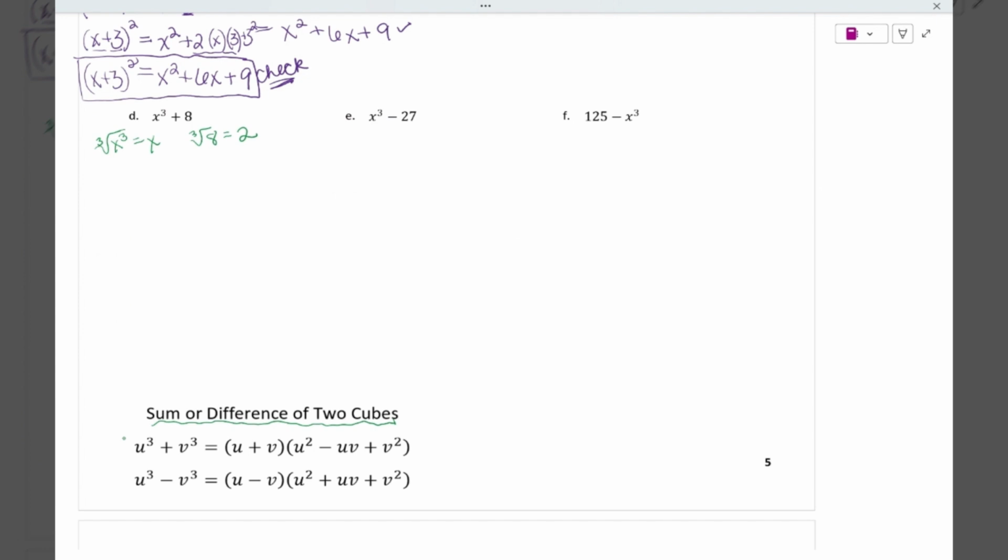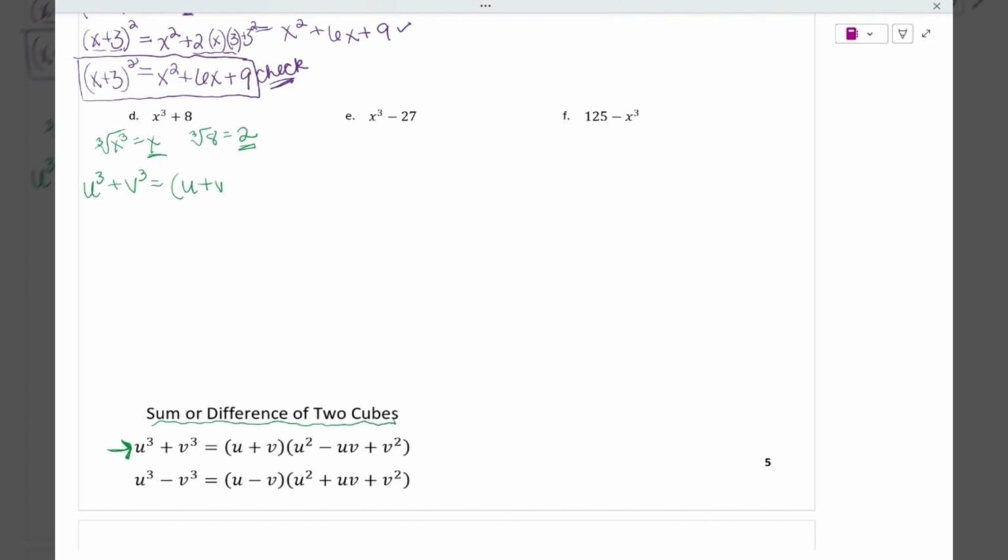So these are both perfect cubes, and it is a sum. So I'm going to use that first formula. Okay, so one formula is for the sum of two perfect cubes. One is for the difference. So I'm going to use the formula for the sum. My u and v in this case are the x and the 2, because those are the cube roots of my values, okay? So I'm going to rewrite this formula, u to the third plus v to the third.